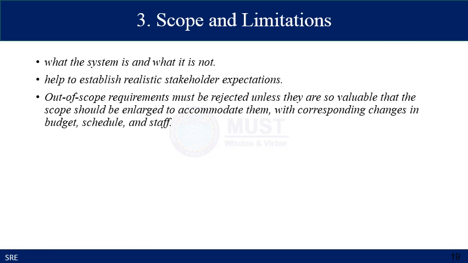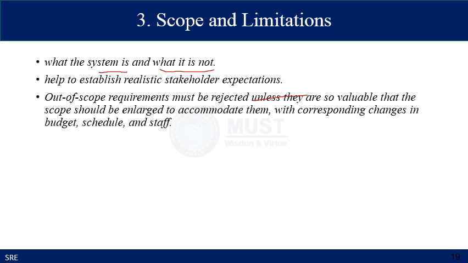And then you move toward the scope and the limitations of your system. It specifies what your system is and what it is not. So it helps you to establish realistic stakeholder expectations, and out-of-scope requirements must be rejected unless they are so valuable that the scope should be enlarged to accommodate them, with the corresponding changes in the budget, schedule, and staff.